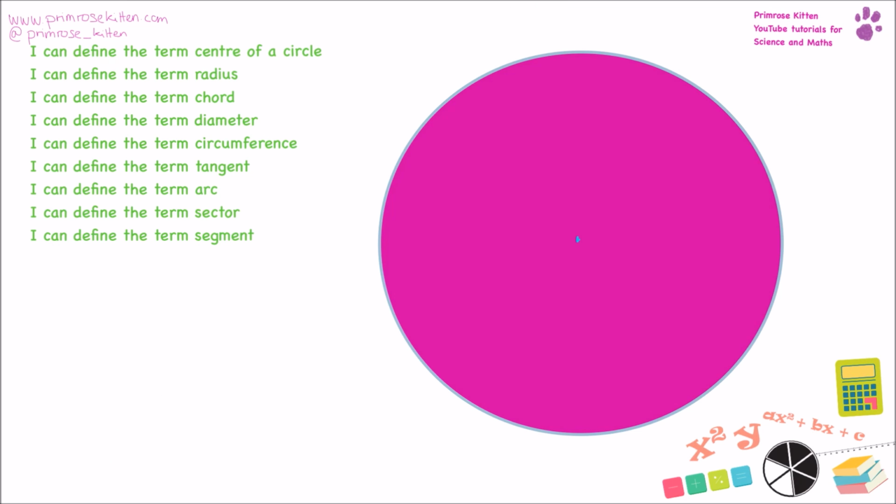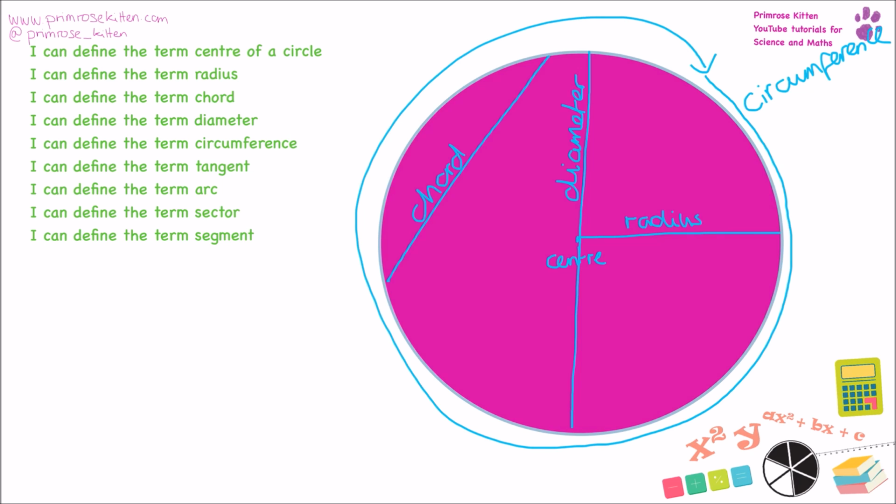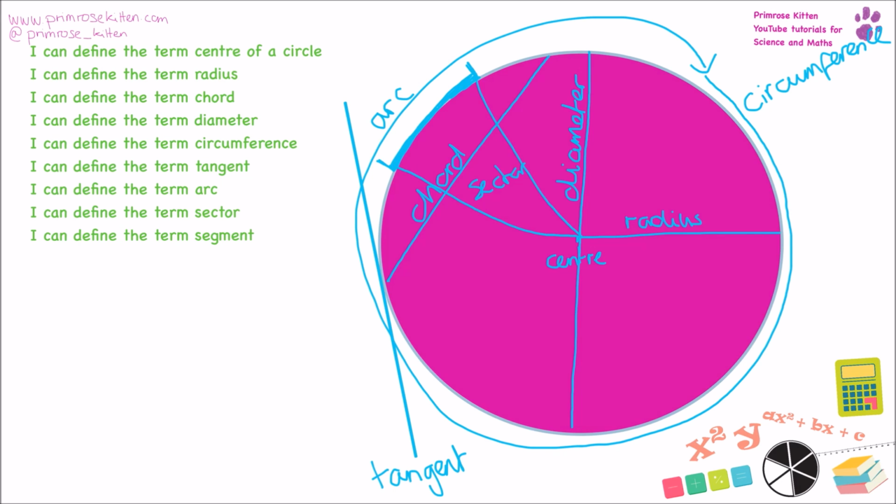Here is the centre of our circle. The radius goes from the centre to the edge. A chord is a line that touches both edges. A diameter goes through the middle and touches both edges. Circumference is the distance all the way around. A tangent is a straight line that touches the circumference. An arc is part of the circumference. A sector is like a pie-shaped wedge of a circle. And a segment is just cutting a bit off of it.